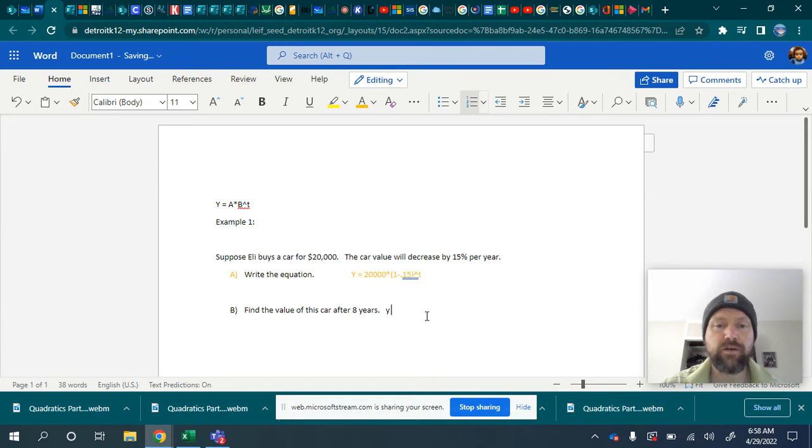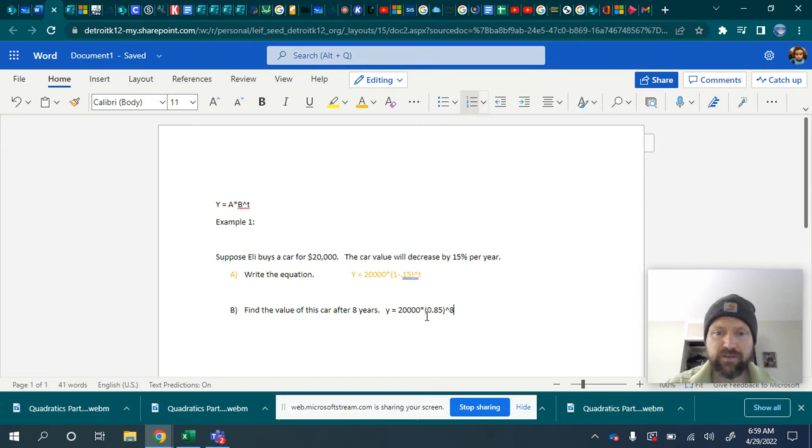We're going to do y equals 20,000 times 1 minus 0.15, which is 0.85. That means that the car's value is going to only retain 85% of its value every year. Okay. This is just an example. This is called exponential decay because it's decreasing. So to the power of 8.